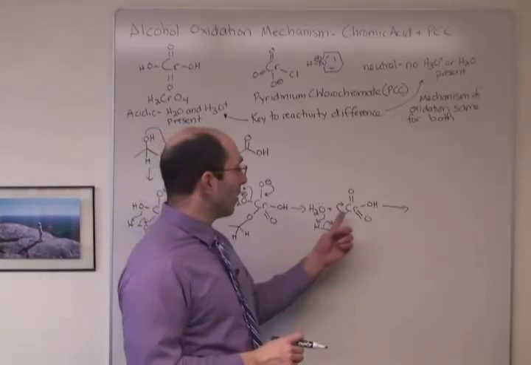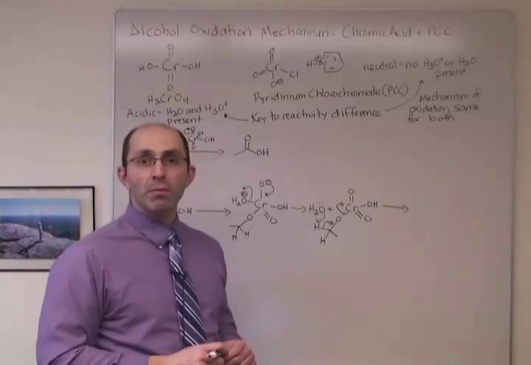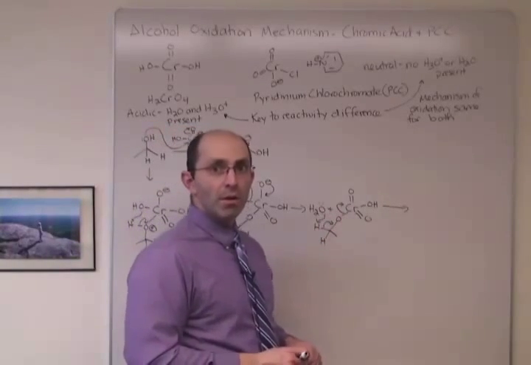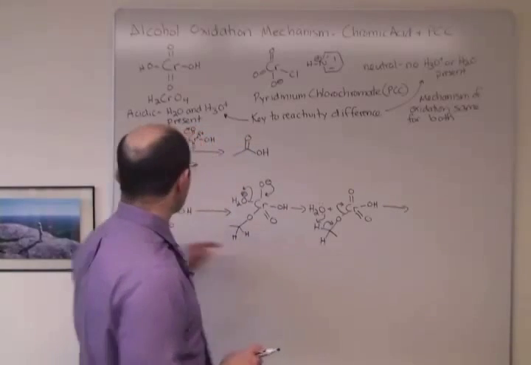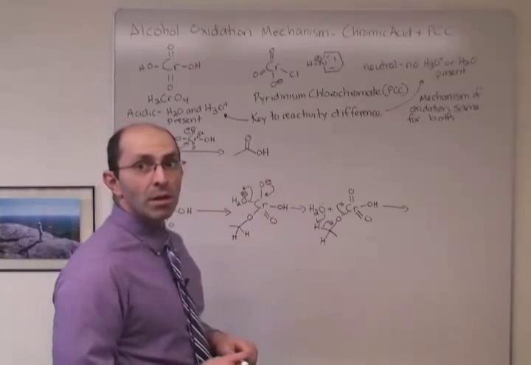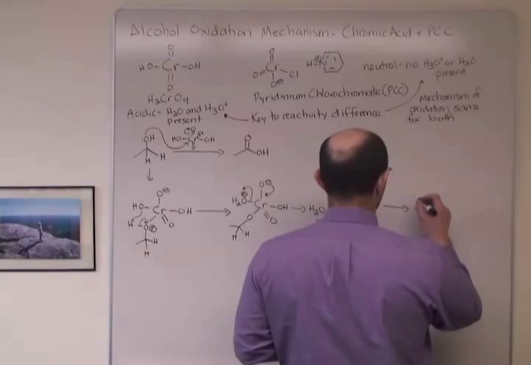So you'll note here that chromium is gaining electrons, right? So the chromium is being reduced, right? LEO the lion goes GER: gain electrons, reduction, right? So that makes sense because we're oxidizing the organic part, the alcohol. We must be reducing the chromium part, right? And that's definitely what's happening. All right, so what do we end up with here?